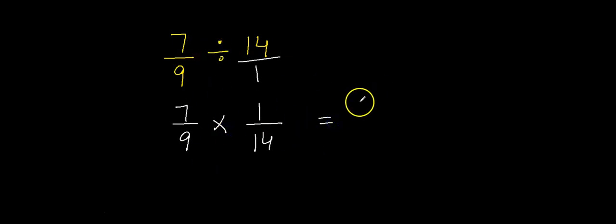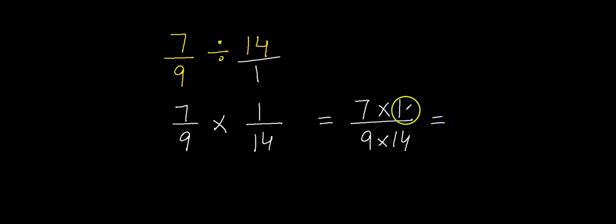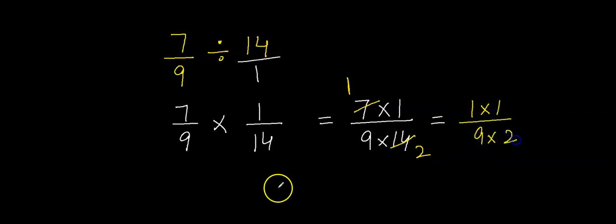Now we simply multiply it. So multiply the numerators, multiply the denominators, and check if we can reduce any of the top and the bottom numbers. We can reduce 7 and 14, and that would be equals to 1 and 2. So now we do 1 times 1 and 9 times 2, and that is equals to 1 over 18.